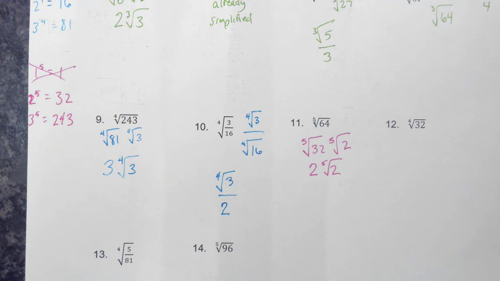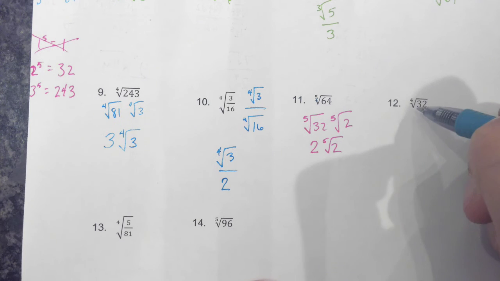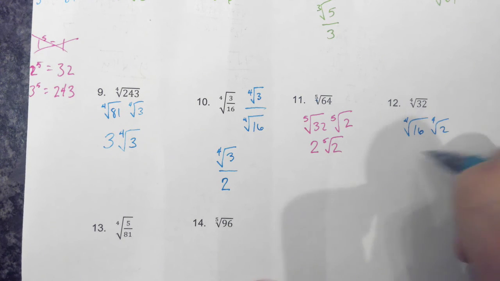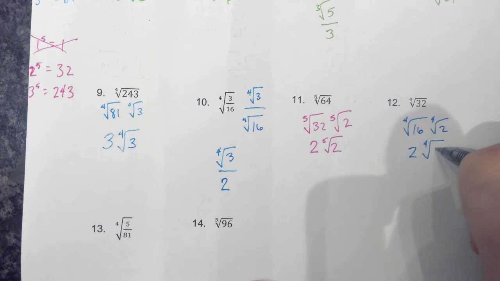If you want to try 12, 13, and 14 on your own, that would be awesome. They look like 9, 10, and 11. Okay, we're back to the 4th roots. This is 16 times 2. So that would be 2 4th roots of 2.